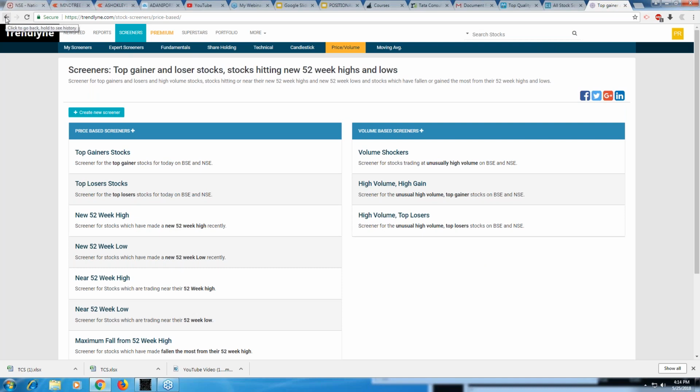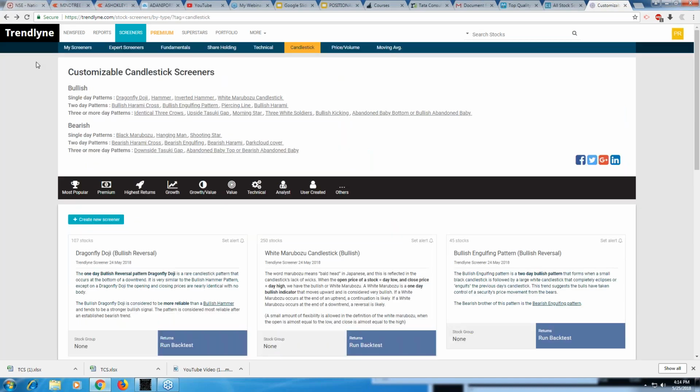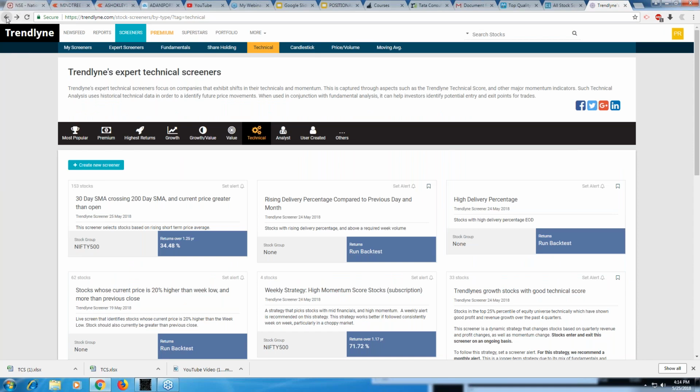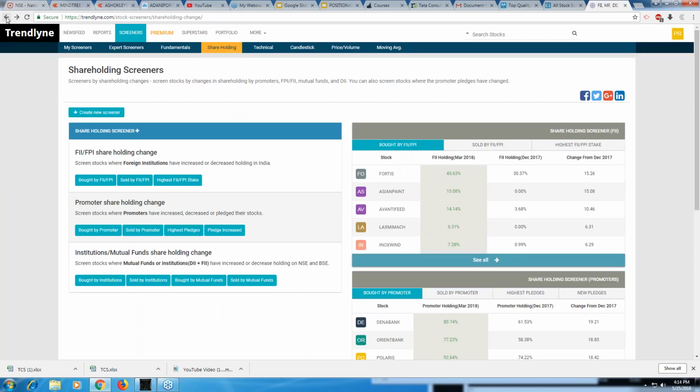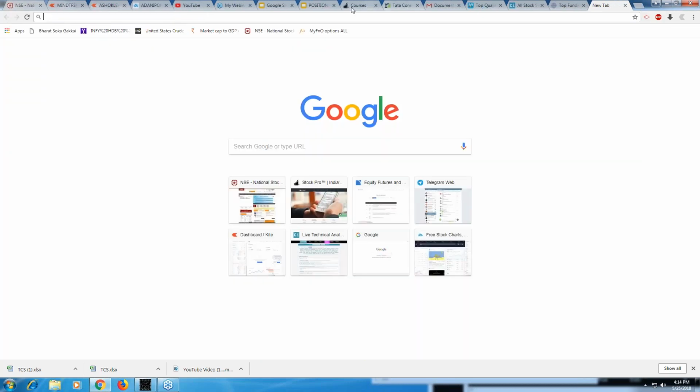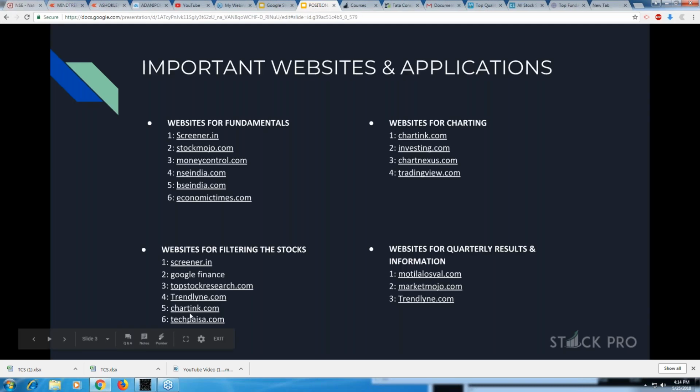So this is about Trendline. I used to use it, but I don't find any value over here. I feel charting is a better one. And then the next one that we have on our list is which one? Top Stock Research, right? And TechPaisa.com, right?